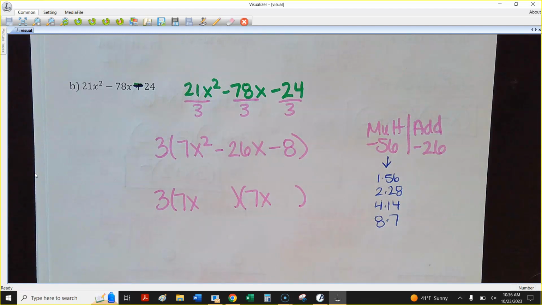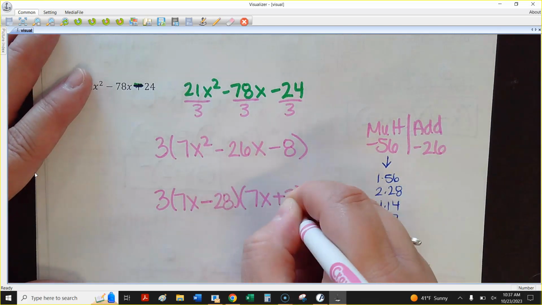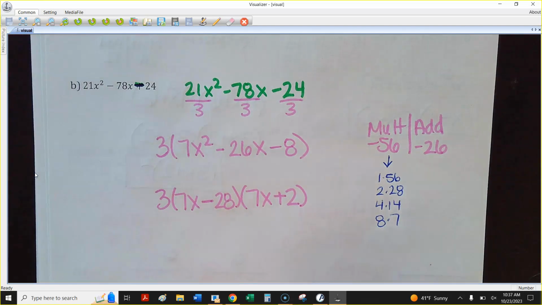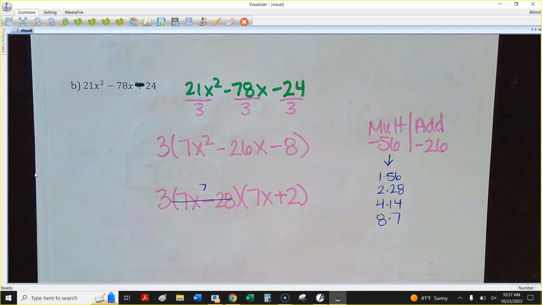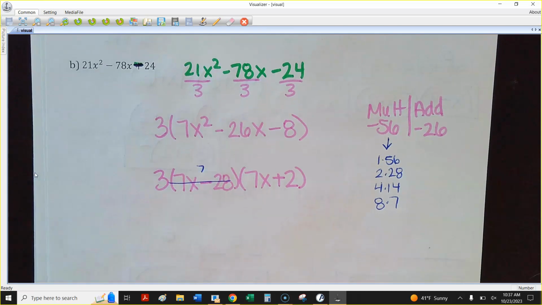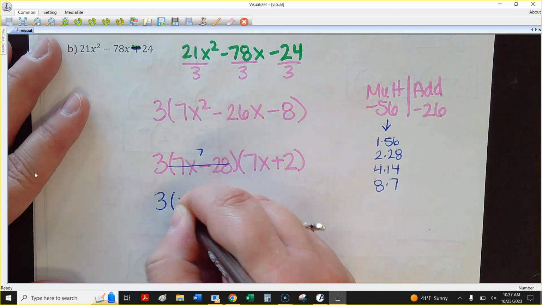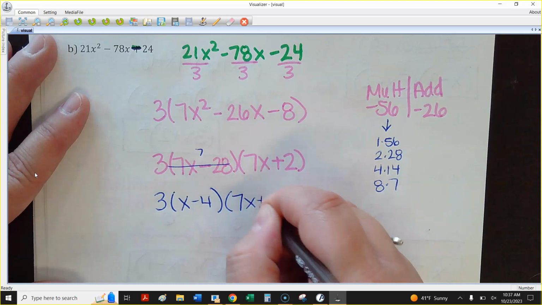You're close. There you go. It's got to be negative 28 and positive 2. And that does make a difference, so just be real careful. There's only one combination for those two numbers that will work for both of those situations. Now, if you go back, the 7x minus 28 is not the real factor because those are both divisible by 7. 7x plus 2 is the real factor because those don't have anything in common. So this would be x minus 4 as my real factor, just dividing both by 7, and then 7x plus 2.